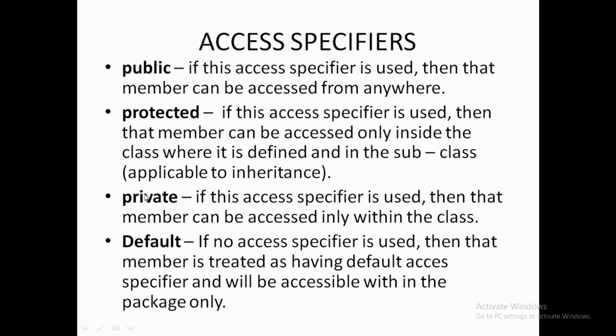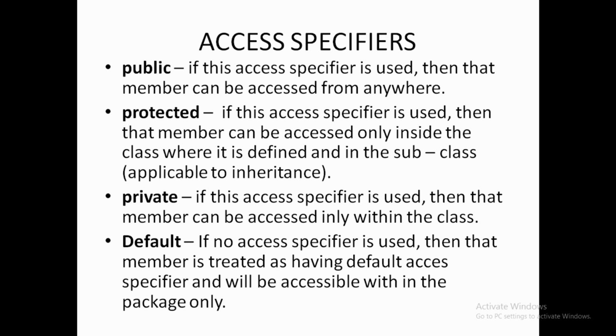Protected and private access specifiers restrict the level of access of the members of a class up to the class where they are actually defined. That means if a method or a member variable has the protected or private access specifier, it can only be accessed inside the class where it is defined.